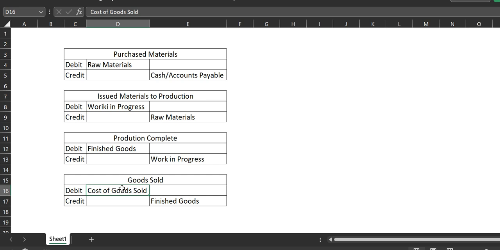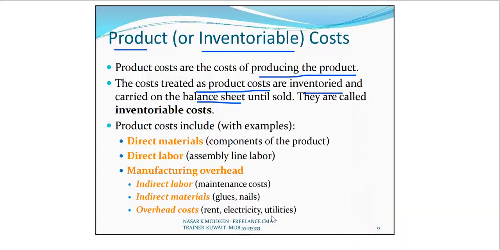So until it is sold, this cost does not go to the income statement. That is what is mentioned here: the costs treated as product costs are inventoried first. It is in the balance sheet first and carried on the balance sheet until it is sold. Once it is sold, then only the cost of production goes to the income statement. Okay, hope you understand that.